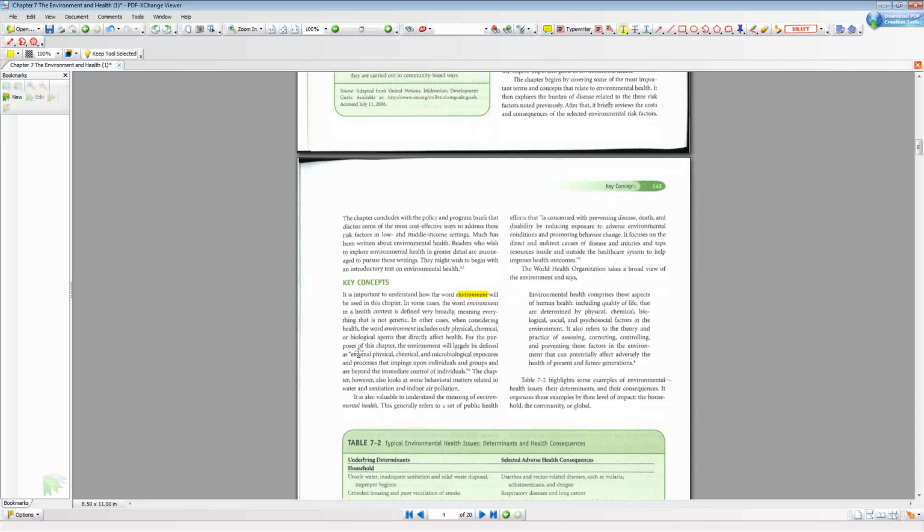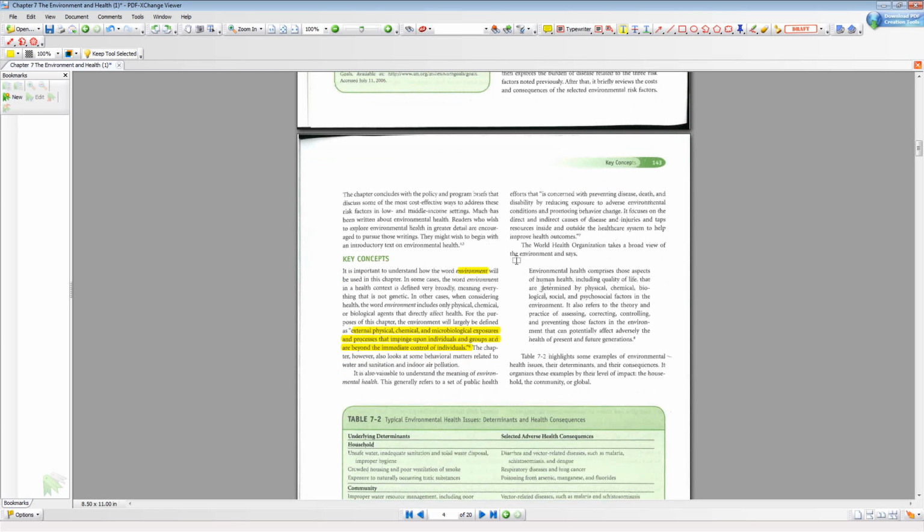And we can see here, for the purposes of this chapter, that environment is defined as an external physical, chemical, and microbiological exposure and process that impinge upon individuals and groups and are beyond the immediate control of individuals. And so that's how they define environment. And then we can see over on the other side the concept of environmental health. And the World Health Organization has its own definition. And again, make sure you're familiar with that definition.